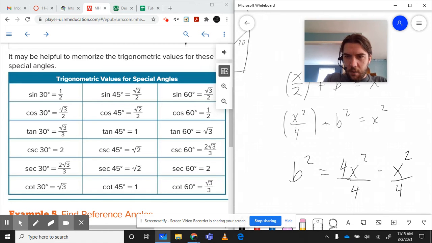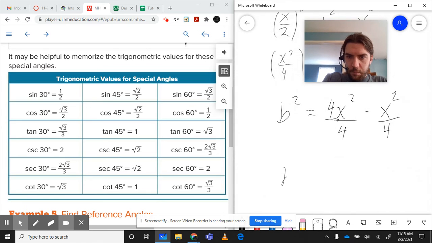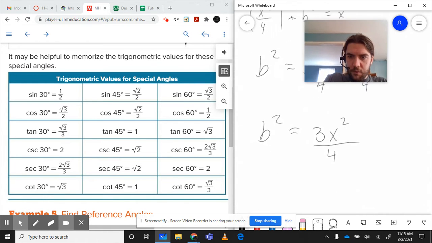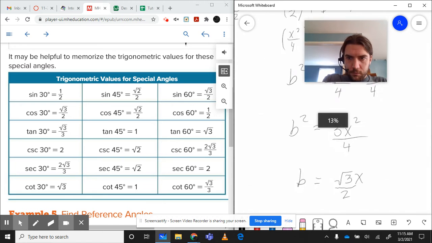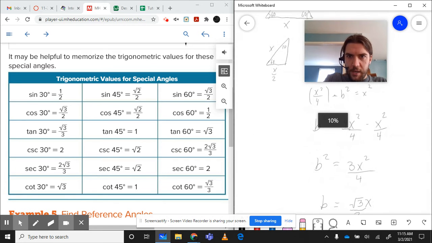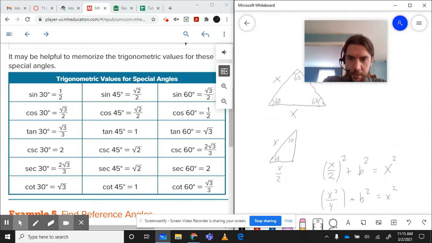Okay, so now we get b squared equals 3x squared over 4. And if I want to take the square root of that, that would give me b equals the square root of 3x over 2. Okay, so the x's will kind of cancel out. So if I wanted to, let me put that in, square root of 3x over 2.